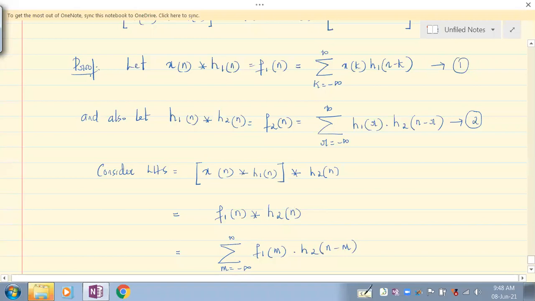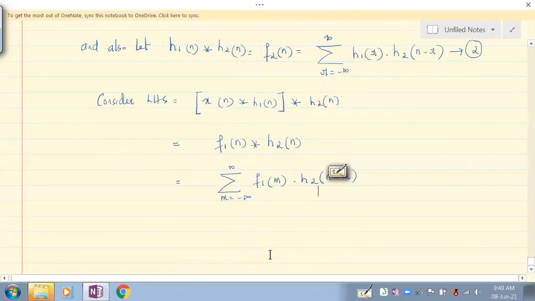Is that understood? Now see here, we have f1 of n written as equation number 1. So if I replace n by m, how can I express f1 of m? Everybody just see here. Here we have f1 of m, here we have f1 of n. So in this equation 1, if we replace n by m, it would become f1 of m.